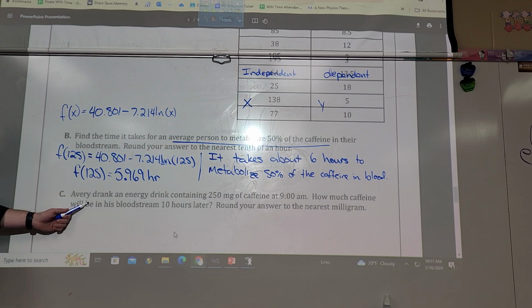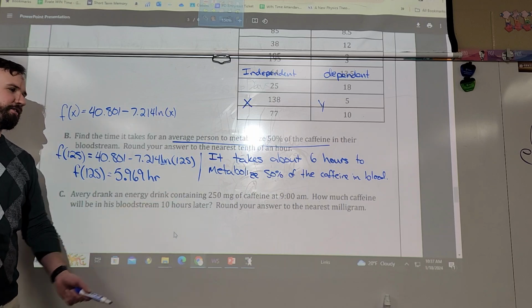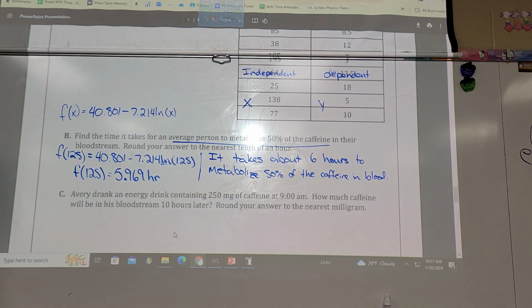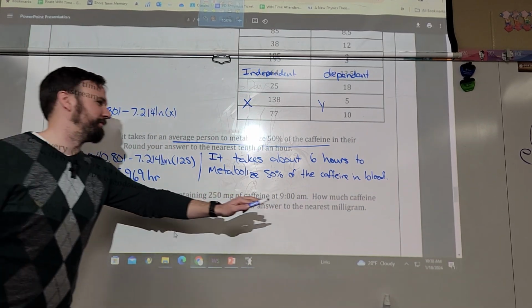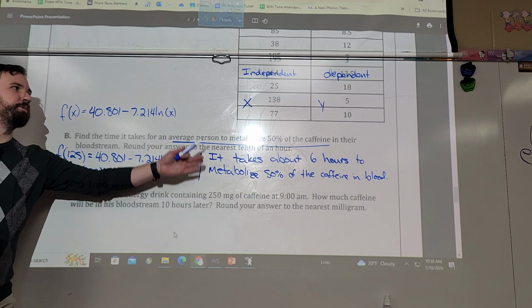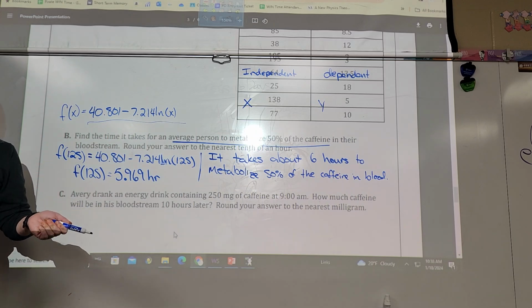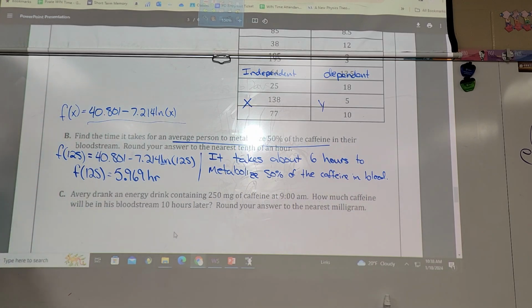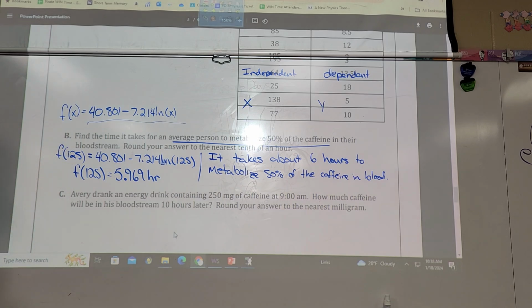All right, Haley drank a Celsius that has 250 milligrams of caffeine. I think they're pretty close to that, actually. At 9 a.m., look at this. This is almost perfect. How much caffeine will be in their bloodstream 10 hours later? We have to use 250 because our equation is for starting with 250, right? That's what we started with. So how would I do it? Do I plug in my caffeine or do I plug in hours?